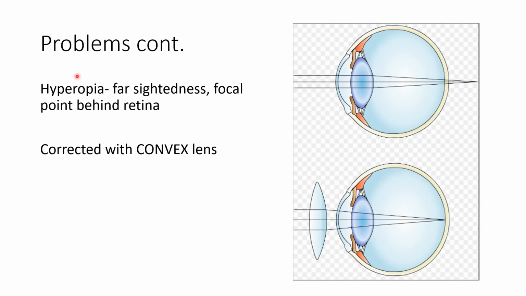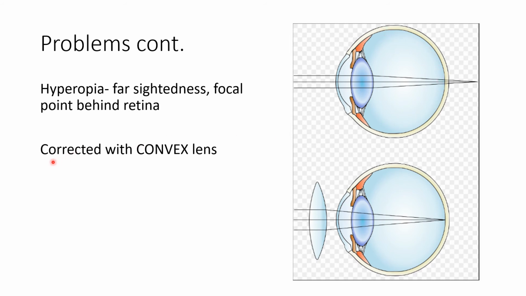Kind of the exact opposite of myopia is hyperopia, and this is farsightedness. So now up here, you've got a lens shaped in such a way that as the light passes through, the exact point that the light focuses would be behind where the actual retina is.